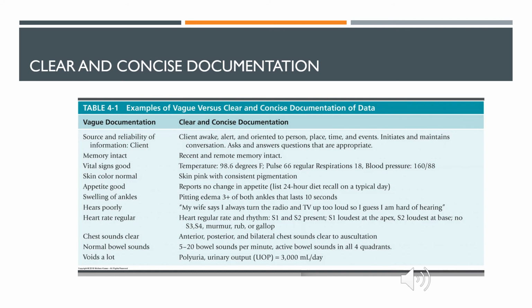Another really good example is that last one. Instead of saying voids a lot, you would write down what the urinary output is. So the patient has had urinary output of 3,000 milliliters in a day. That's very specific. It's very clear and concise documentation of the data.